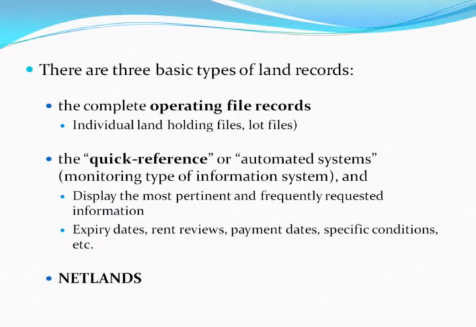Now there's 3 basic types of land records. There's your operating records, which are the individual land holding files, lot files and that. And then there's a quick reference, an automated system. Both will be automated, but automated meaning a short reference type system. And you display the most pertinent and frequent information required, like expiry dates, rent reviews, payment dates, specific conditions.